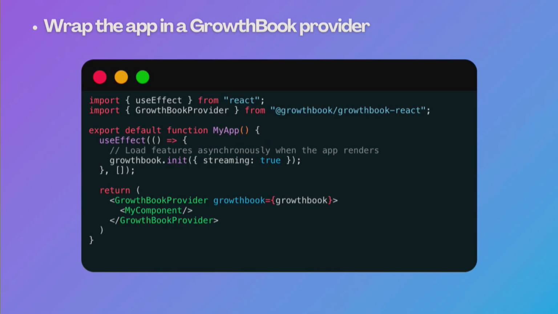The next thing we have to do is to wrap the app in a Growthbook provider, and this is how we can do it. We import the Growthbook provider from the Growthbook package and wrap the app with it so that we can distribute our different variants to our targeted user segments. And we can also load features asynchronously when the app renders.